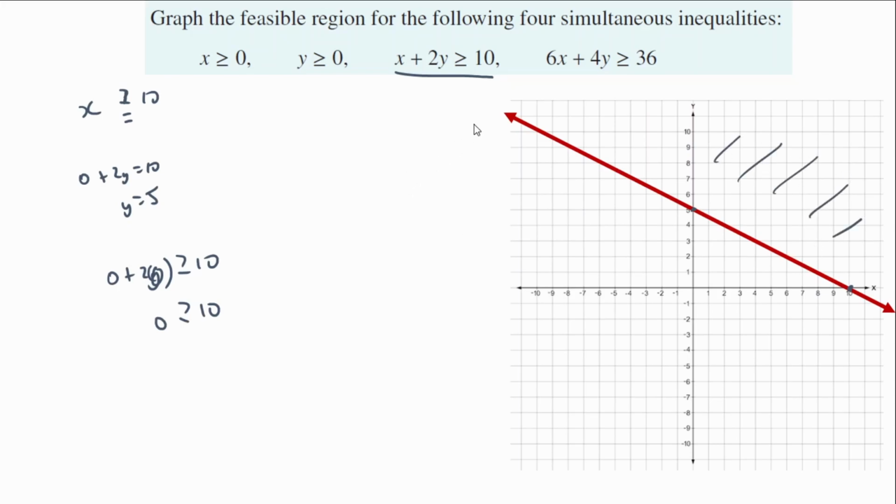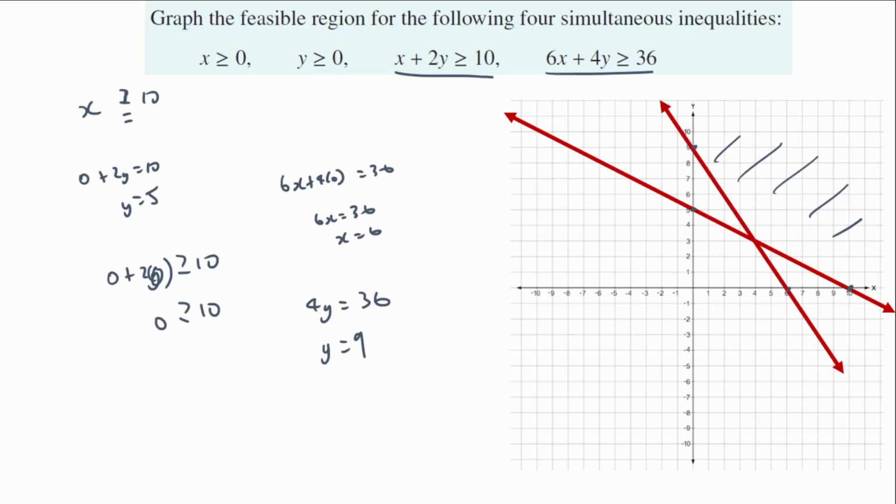Alright, next step is to graph this inequality there. So my x-intercept is going to be 6x plus 4 times 0 equals 36. 6x equals 36, therefore x equals 6. And for my y-intercept, 6 times 0 is 0, so I'm just not going to write that in. It gives me 4y equals 36, so y equals 9. Plotting those 2 points, the y-intercept is 9 and the x-intercept is 6. Get a ruler, connect those 2 points, and that's what you should get.